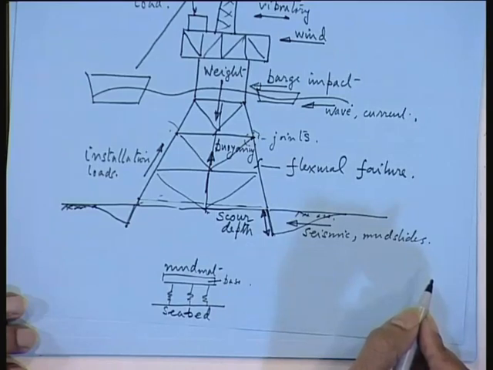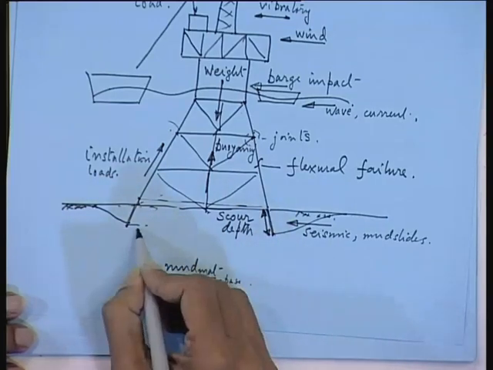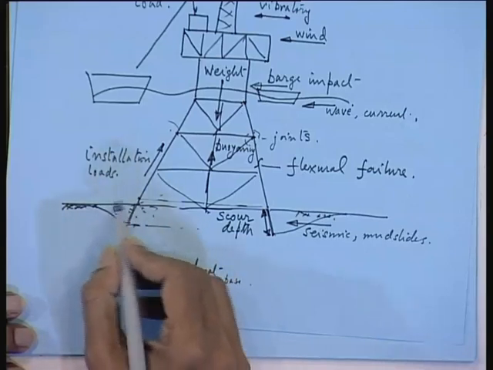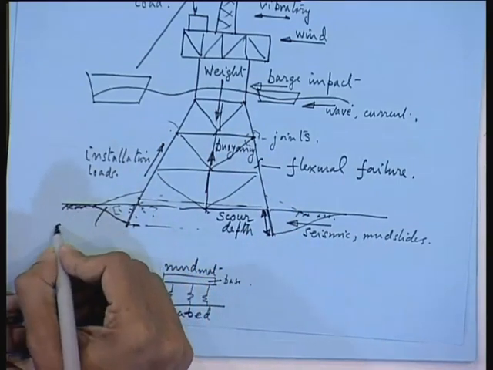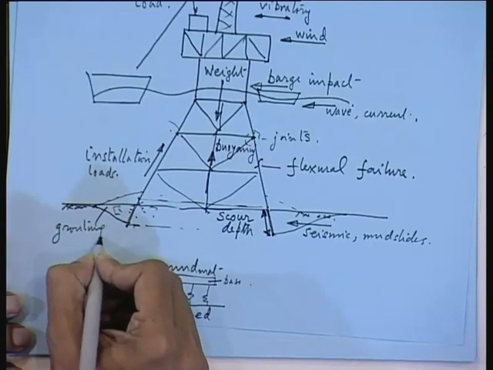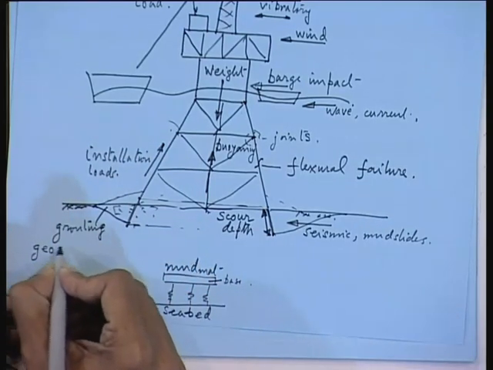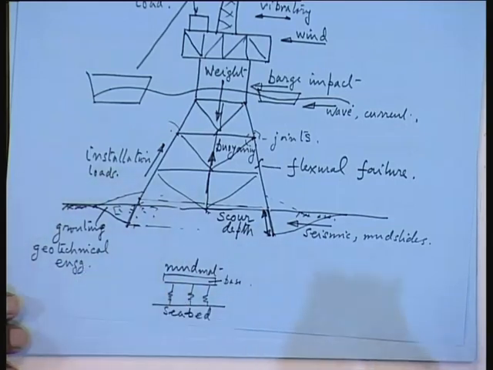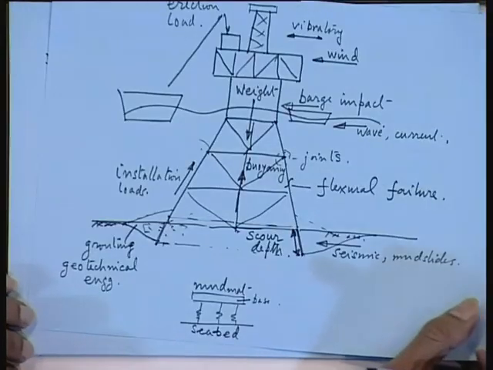The other thing that you can do is, what? You pour concrete, you try to grout this portion, with concrete, or put some rocks and concrete, you make a foundation like this. So this is called grouting. So this comes under geotechnical engineering you have to do. So these are some of the prevention measures you have to take when you do foundation engineering.